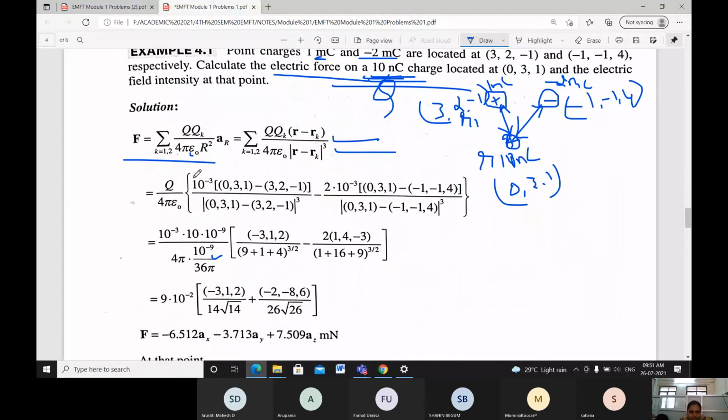When I subtract here, you'll get (-3, 1, 2) divided by the mod, which is (9 plus 1 plus 4) raised to 3 by 2. That is, for the mod you have to take the square root. Minus, then after subtraction you'll get (1, 4, -3) divided by (1 plus 16 plus 9) power 3 by 2.